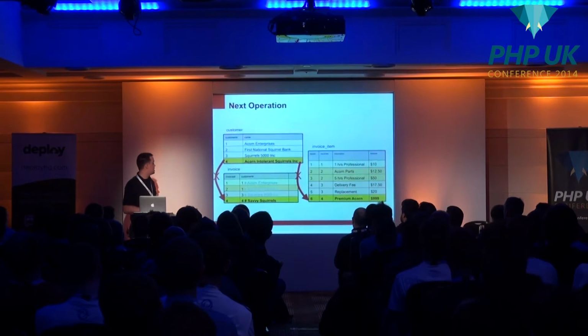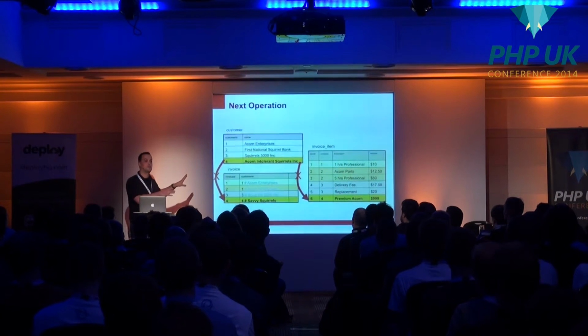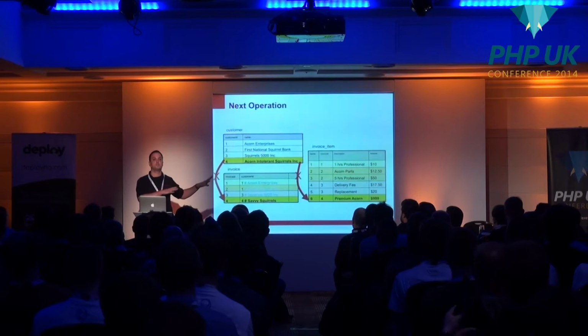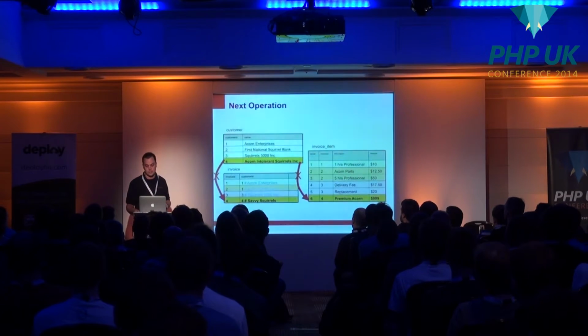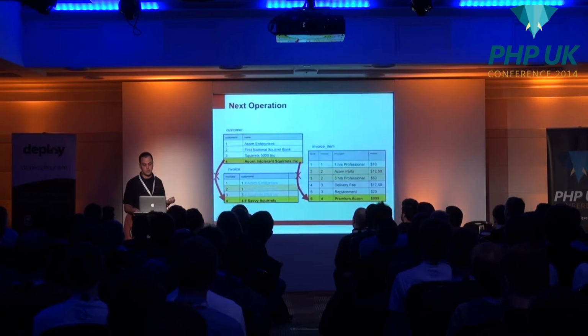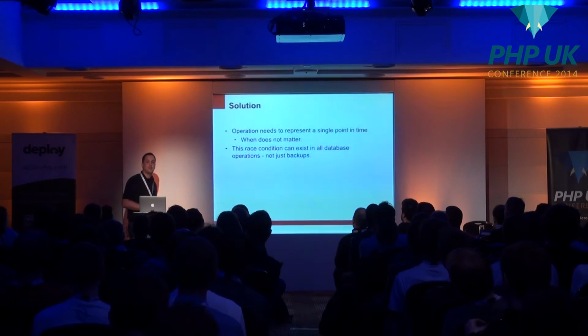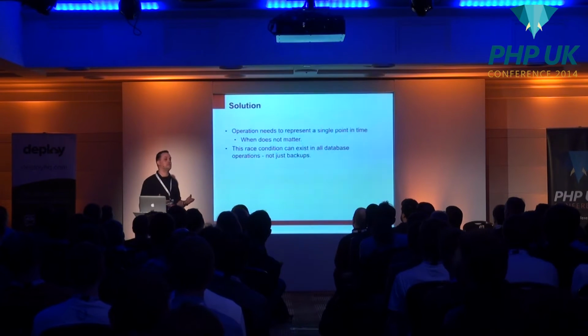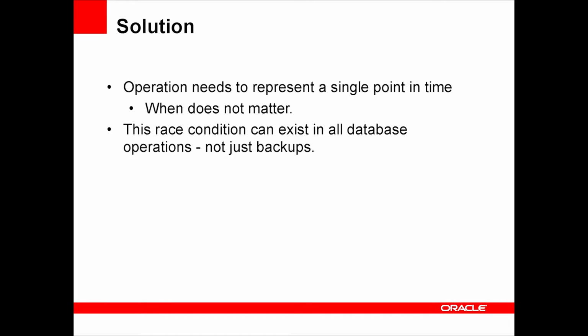So I showed this with a backup. Backup is an easy way to show this potential race condition that exists. And the way that the database solves this problem is they say whenever you do an operation, and actually the type of operation doesn't matter. Mine was a backup, but it could be just a simple select. That operation has to represent one single point in time.